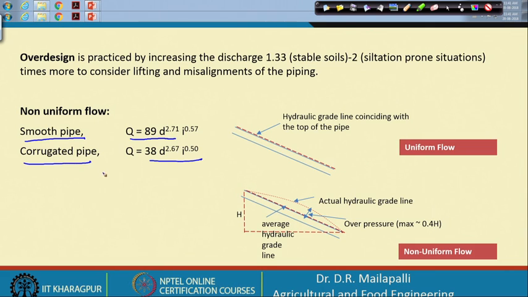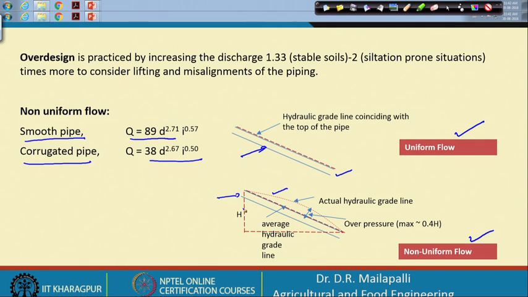These equations we can use. Here for uniform flow, if this is the tail pipe, the hydraulic gradient line is exactly lying over the top of the water surface in the drain pipe. Okay. Whereas for non-uniform flow, if this is the pipe, you can observe this actual hydraulic gradient line, just curvilinear, right, above the top of the water level in the pipe.